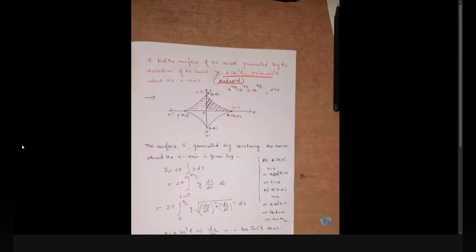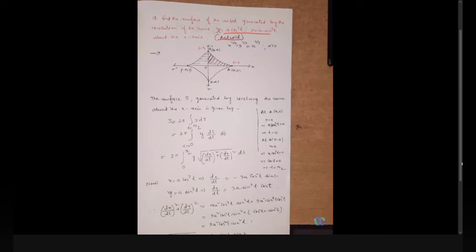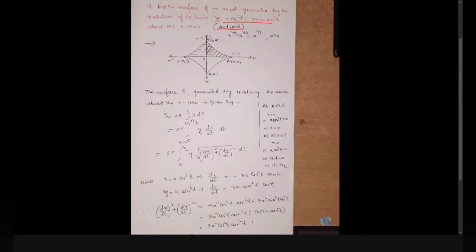The name of this curve is the astroid. In which form is this equation given, can anyone tell: Cartesian form, parametric form, or polar form? In which form is this equation given, anyone? Is the curve given in polar form, Cartesian form or parametric form? Parametric form. This equation is in parametric form. t is the parameter, and a is a numerical constant which is positive.